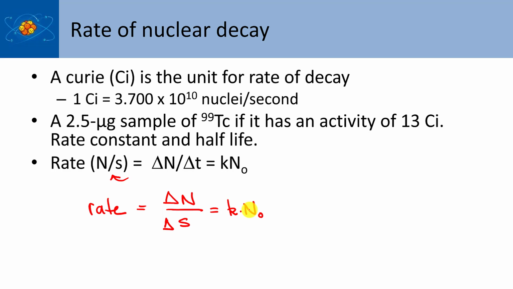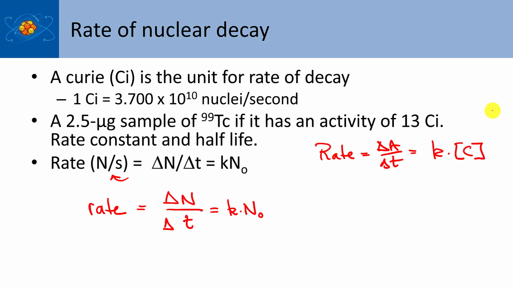Now, if this looks vaguely familiar to you, it should. It's because rate, which is delta A over delta t, is equal to k times the concentration. So nuclear decay is a first order process. That's why we end up with delta N over delta t equal to k times N.